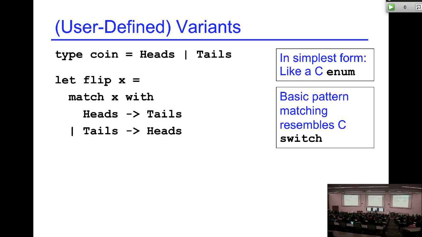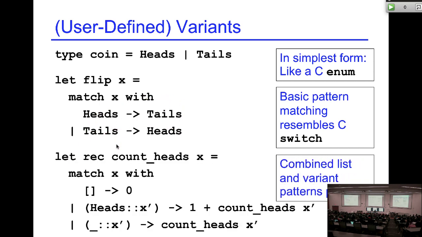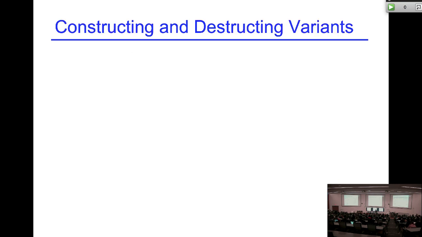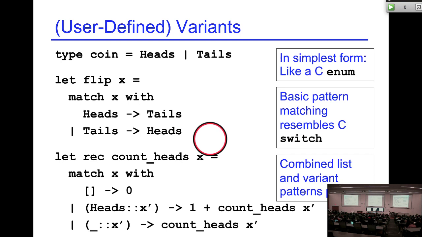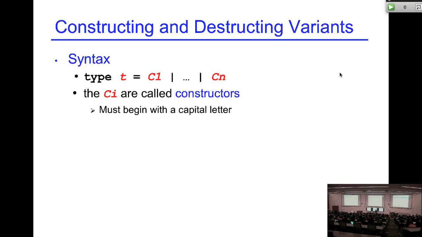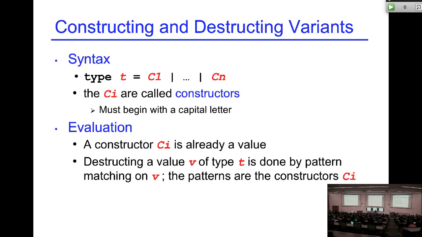Take a coin. You just define the type, heads and tails. This is a flip function. If you give me head, I'll make it tail. If you give me tail, I'll make it head. This is the count function, how many heads you have. It's like an enum type in C. And then this is the explanation of how you create it.